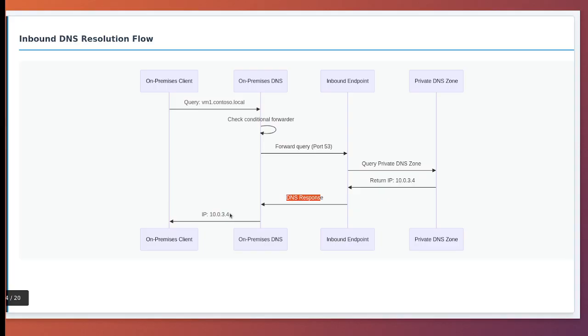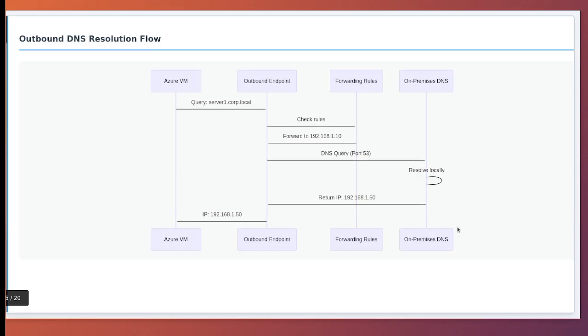Your on-premises client receives the IP address and can now connect directly to the Azure VM. Notice how the actual data connection goes directly to the VM. DNS is just providing the address resolution. Now let's reverse the direction and see how Azure virtual machines resolve on-premises resources.